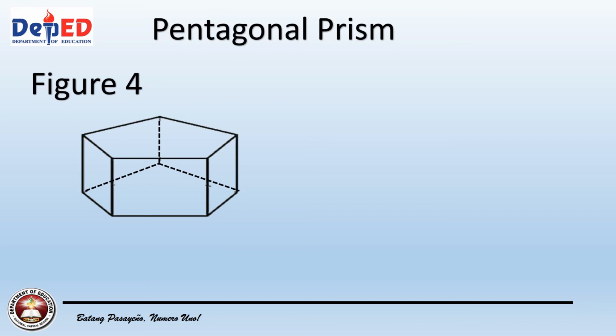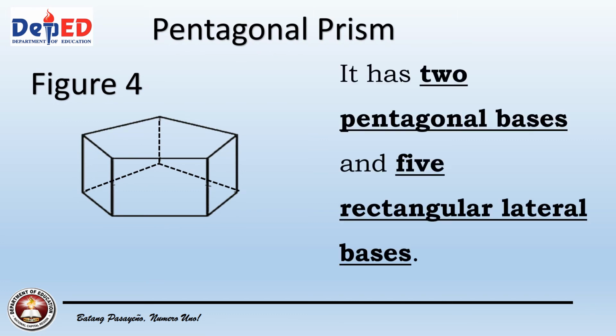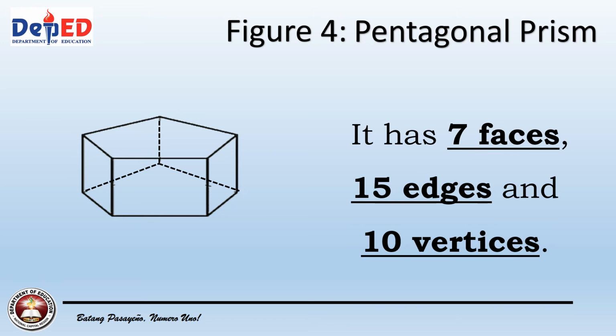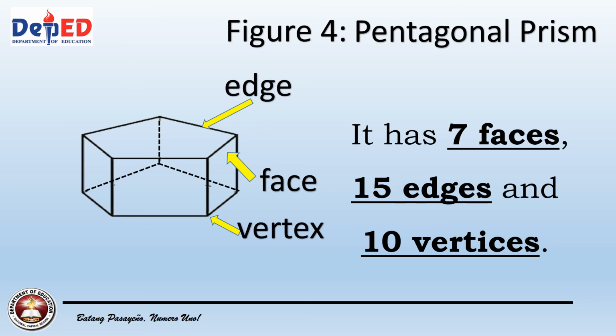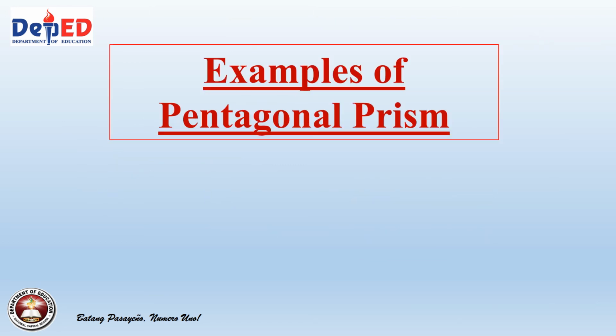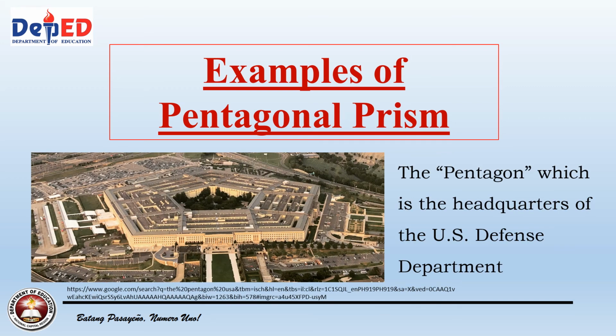Figure number 4 shows a pentagonal prism. It has two pentagonal bases and five rectangular lateral faces. It has seven faces, 15 edges, and 10 vertices. The Pentagon, which is the headquarters of the United States Defense Department, is an example of a pentagonal prism.